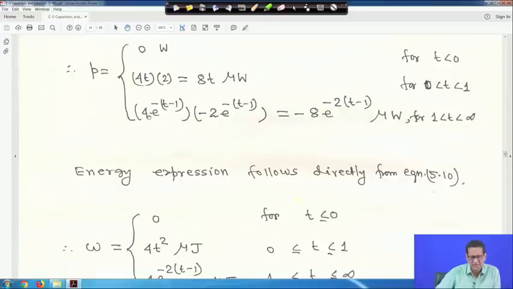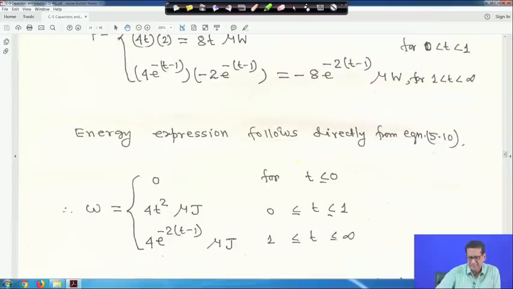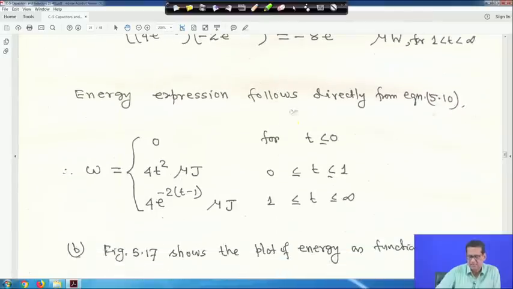And similarly, for the last one you will get 4 e to the power minus (t minus 1), that is your v(t), into the current, minus 2 e to the power minus (t minus 1). If you just multiply, it will be minus 8 e to the power minus 2(t minus 1) microwatt for t greater than 1 and less than infinity. This is the power.